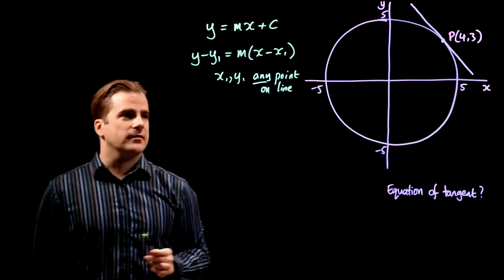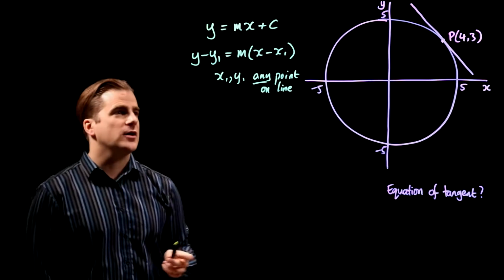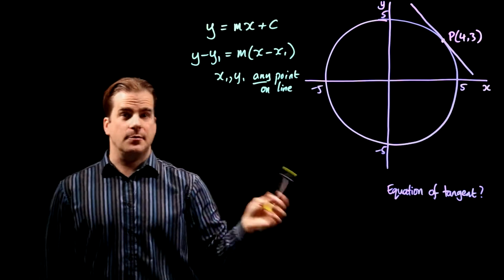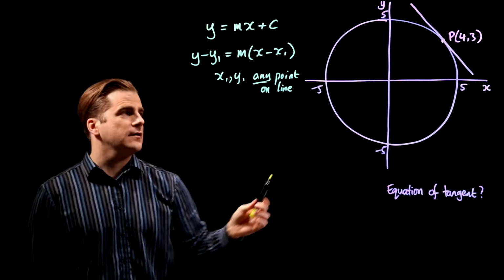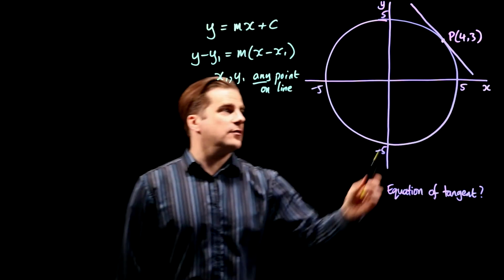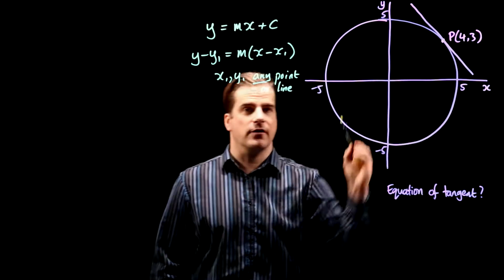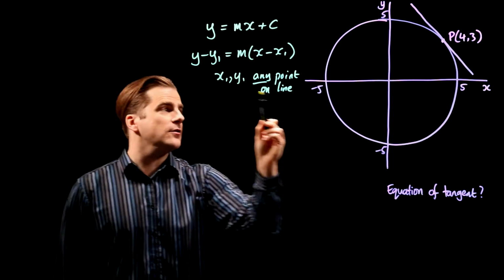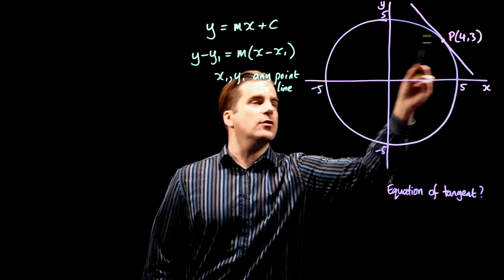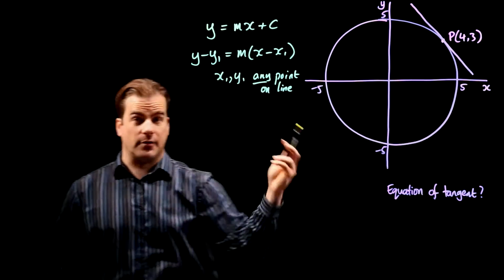The second one is better because you can use any point on the line. Doesn't matter where it is. And that's the obvious choice for this question because we have a point on the line. We instantly know x1 and y1. x1 is 4, y1 is 3. We have the point on the line.